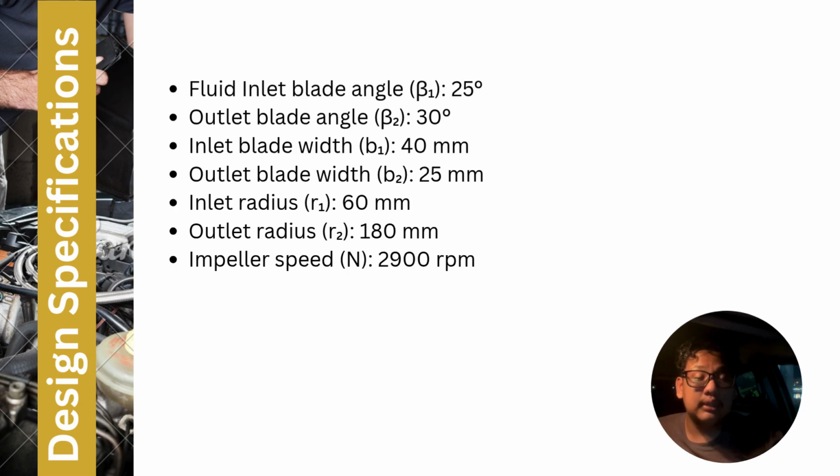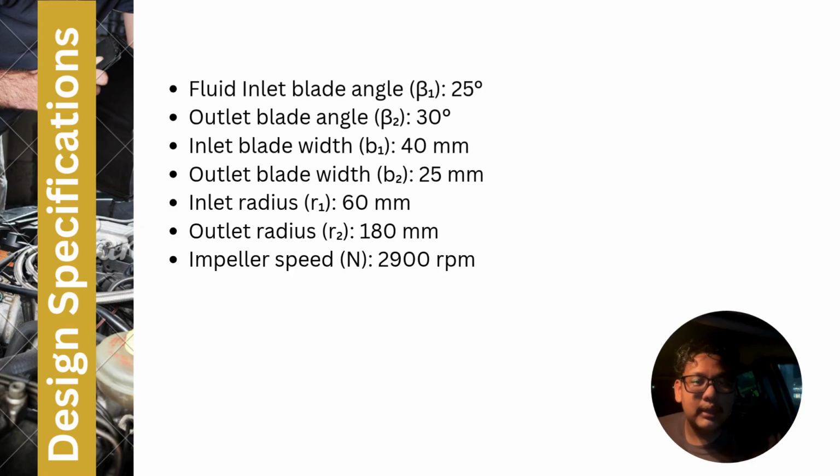Okay, so as you can see for the design specification, we have chosen seven specifications to make sure our pump is doing well. The first is the inlet blade angle, which we chose as 25 degrees for smooth water entry and reduced losses. After that, we chose an outlet blade angle of 30 degrees, which gives high hydraulic efficiency. Then our inlet blade width is 40 millimeter, which ensures smooth inlet flow, and our outlet blade width is 25 millimeter to reduce discharge losses.